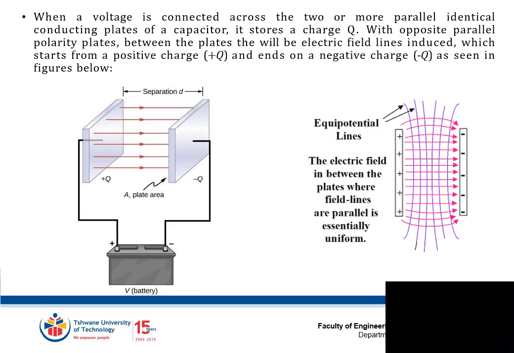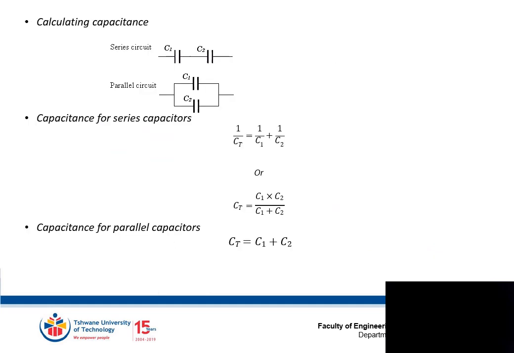When a voltage is connected across the two or more parallel identical conducting plates of a capacitor, it stores a charge Q. With opposite polarity on the parallel plates, electric field lines are induced between the two plates, which start from the positive charge and end at the negative charge, as seen in the figures below. The electric field in between the plates, where the field lines are parallel, is essentially uniform. Later on, we'll also explain how we calculate the electric field strength of these lines.